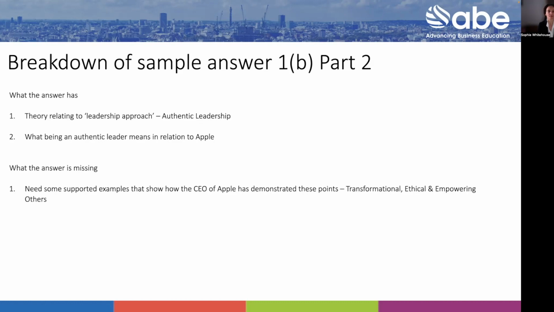So part two, the answer has the theory relating to the leadership approach. So I think the learner in this case has discussed authentic leadership very, very well. And number two, this answer also contains what being an authentic leader means in relation to Apple. I think the learner discussed that very, very well. However, just one thing is missing, which is some supported examples that show how the CEO of Apple has demonstrated authentic leadership: transformational, ethical, empowering others.